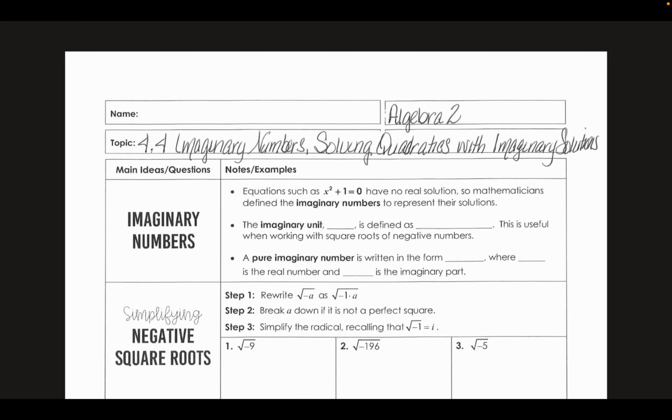Welcome everybody to Algebra 2, Section 4.4, Imaginary Numbers, Solving Quadratics with Imaginary Solutions.